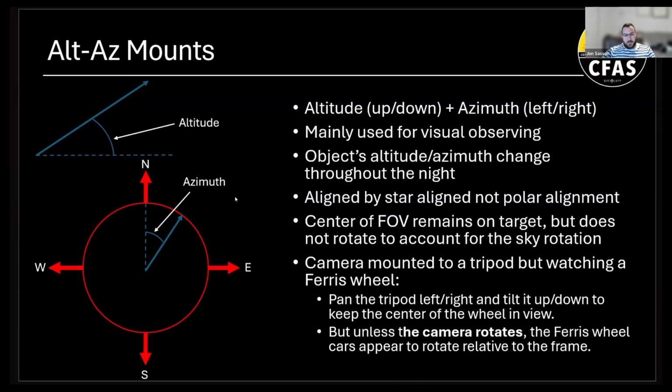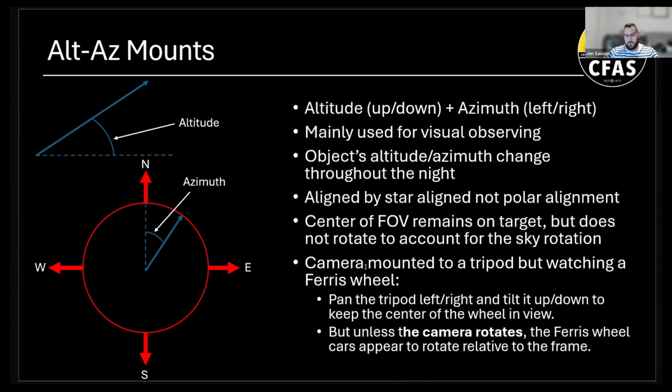If you're tracking an object, the altitude and the azimuth of the object will change throughout the night, because it's moving higher in the sky and then back low, and it's moving from east to west. So its altitude and azimuth coordinates are changing, and that's what this mount is tracking. But the reason we don't want to use this type of mount for astrophotography is that it doesn't rotate with the object. If you're taking a long exposure, the object is rotating in the sky as well, but this mount won't be able to track that. So you wouldn't be able to do very long exposures at all.